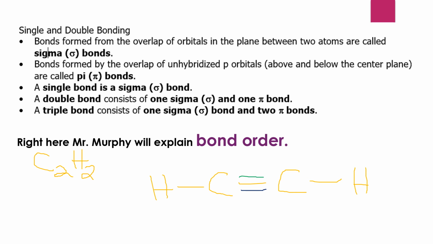Okay? Pretty much, if you just count carefully, it's easy to figure out how many sigma and pi. If it's a single bond, it's a sigma. If it's a double bond, it's a sigma and one pi. If it's a triple bond, it's one sigma and two pi bonds. Sigma is lower energy, pi is higher energy. It's harder to achieve.